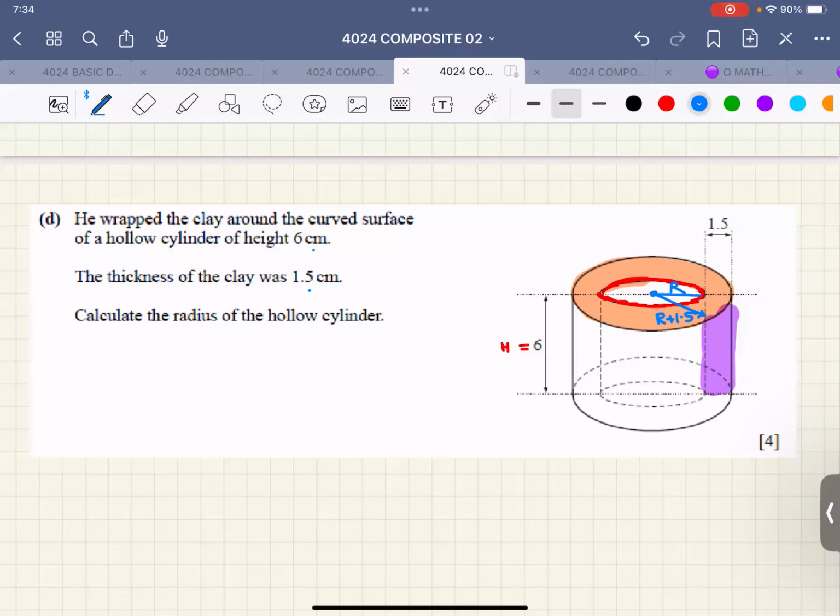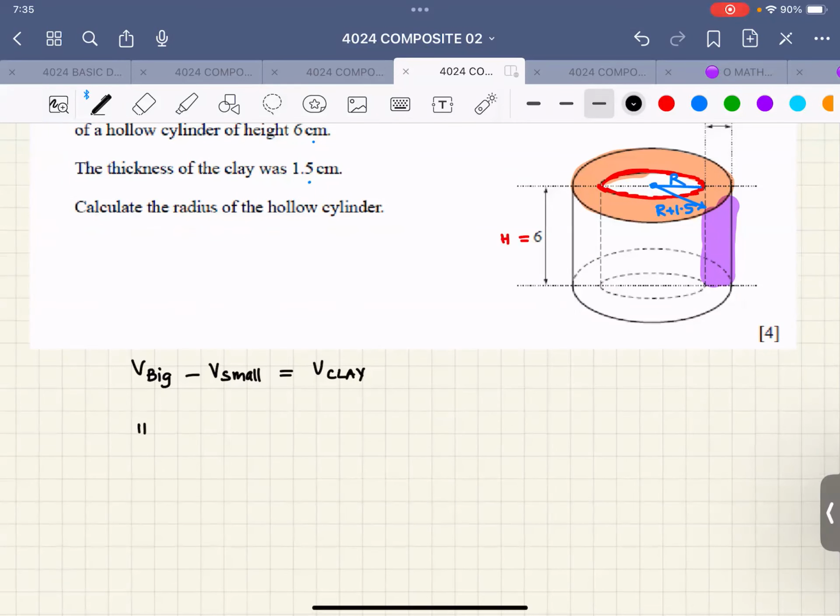Calculate the radius. Now this time, what is the objective? The objective is volume of big cylinder minus volume of small cylinder. That would be the volume of the clay. Now, volume of big cylinder is pi (r plus 1.5) square into h. H is 6. Volume of the small cylinder, that is pi into r square into 6, is equal to 500. I hope this is all good, all clear.